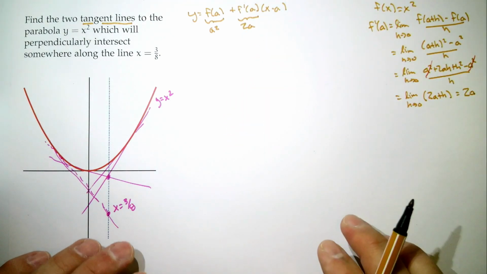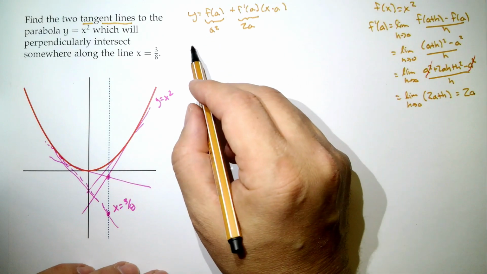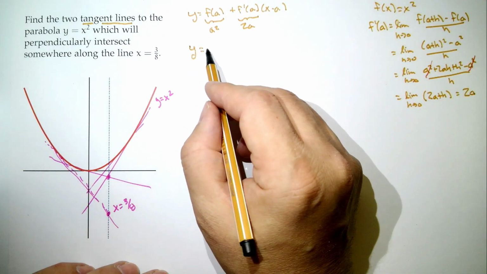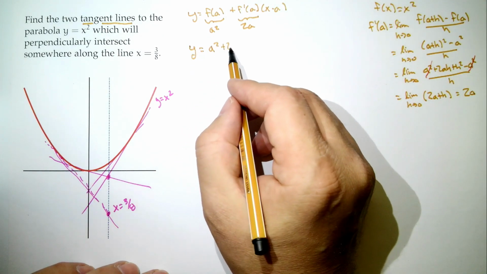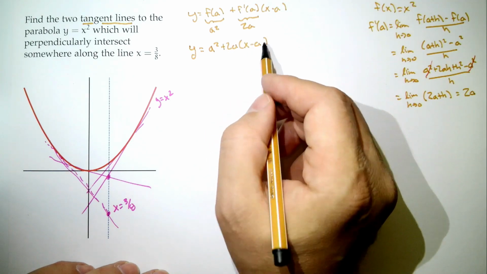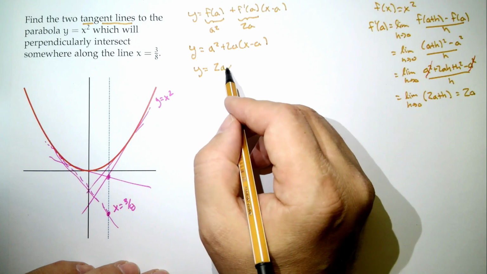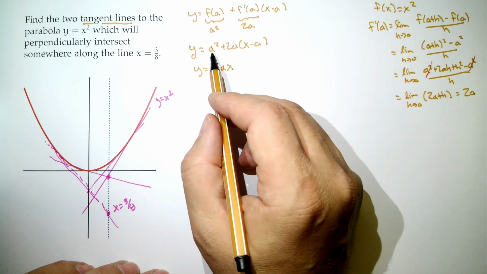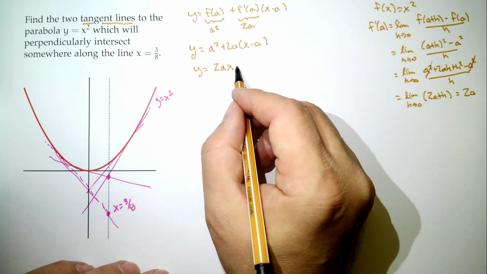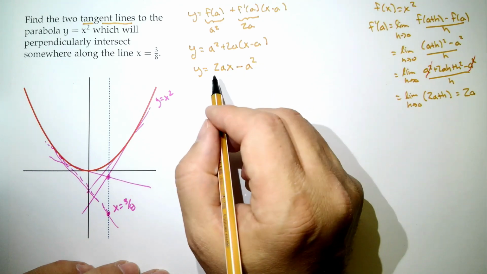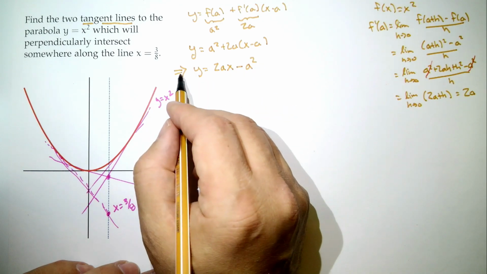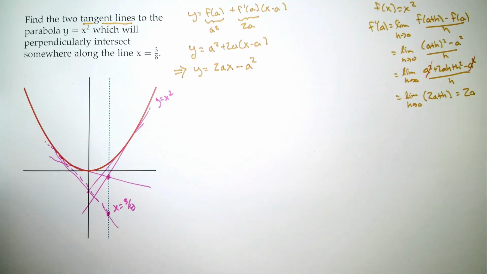So at this point, we can say, aha, our generic tangent line looks like the following: a squared plus 2a times x minus a. Or if you rearrange that, y is 2a times x, then you have an a squared and a minus 2a squared, so that becomes minus a squared. So right now, that's our generic tangent line.